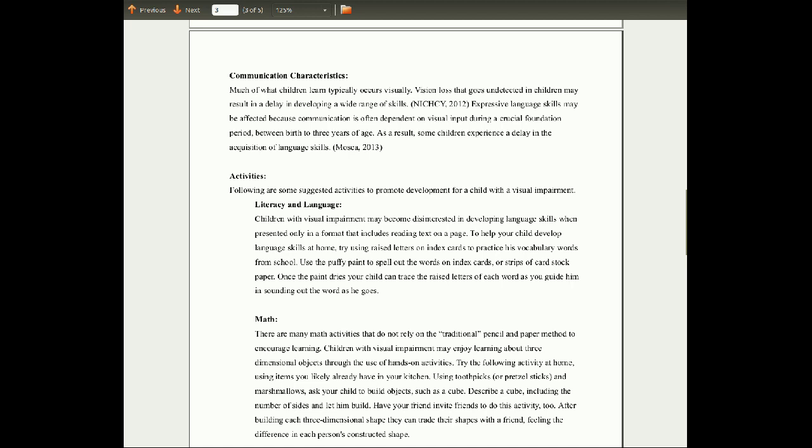To help your child develop language skills at home, one activity that you may do is to use index cards and puffy paint to spell out words, or strips of cardstock type paper. You want a thicker paper to use. This is especially helpful when you are working with vocabulary words or spelling words. You spell out the words with the puffy paint on the index card. Then let the paint dry. Once it's dried, your child can trace the raised letters of that puffy paint, and you can guide him or her in sounding out the word as they go. That way they're learning word sounds, as well as the formation of the letters.